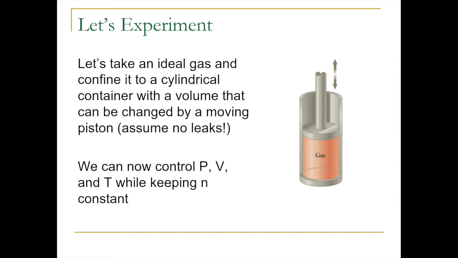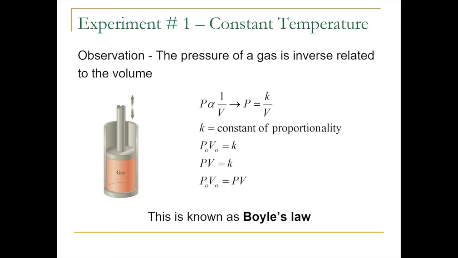Now out of the remaining three, we're going to choose one to stay constant and see how the two relate to each other. So for our first experiment, we're going to keep the temperature constant. And what was observed is that the pressure of the gas was inversely related to the volume. You can see from the mathematics what we've done is we've taken the proportionality and we've actually put in a constant of proportionality, in this case a lowercase k. If we move V up to P so that we have PV is equal to this constant of proportionality, what we end up with are two situations.